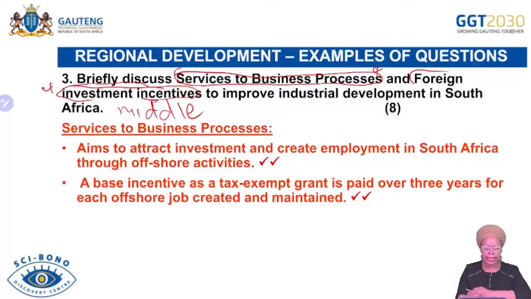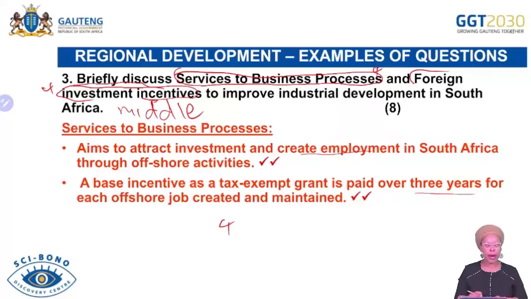You can mention that it aims to attract investment and create employment in South Africa through offshore activities. You can stop where it says a base incentive as a tax-exempt grant is paid over 3 years for each offshore job created and maintained. Then you will get your 4 marks.